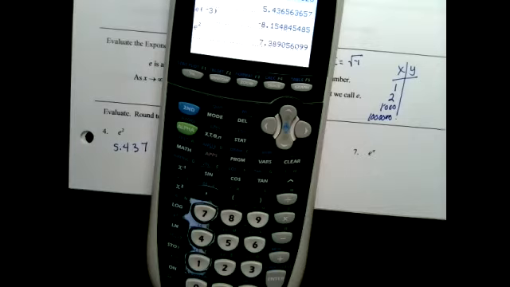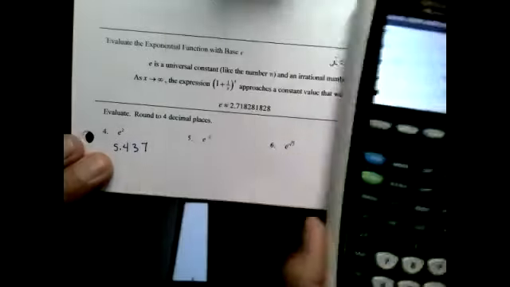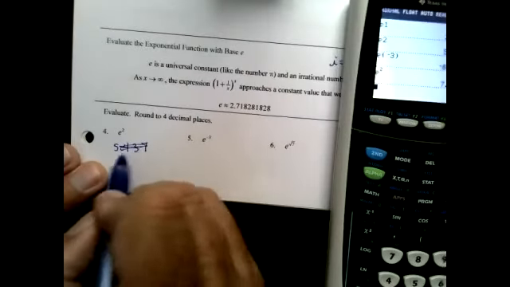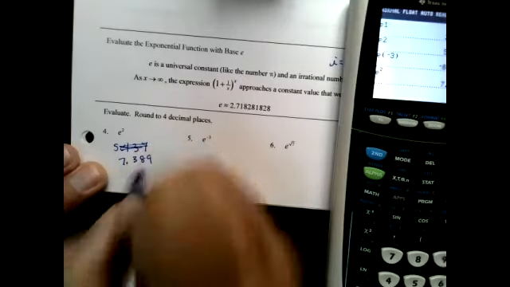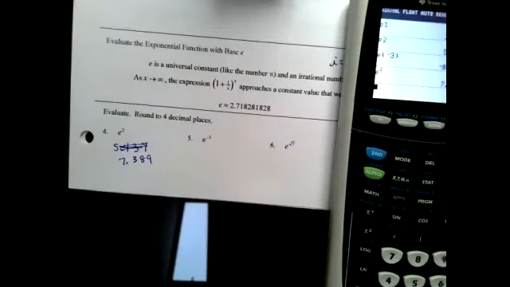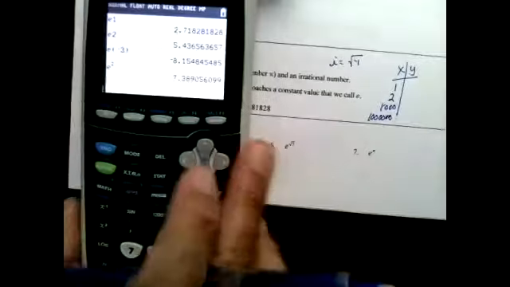Thank you for that. Now we don't have to come back and redo them all. 7.389. You got the idea? As I said, I'm not going to do all these. You could do them on your own. Unless somebody wanted me to actually show e to the square root of 7 or e to the pi.